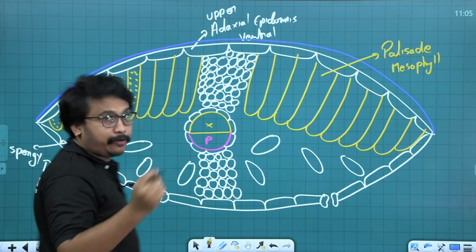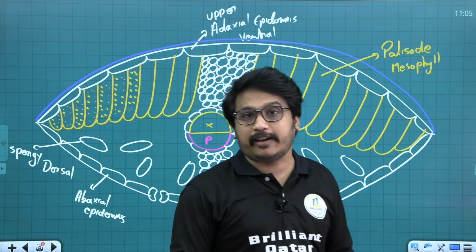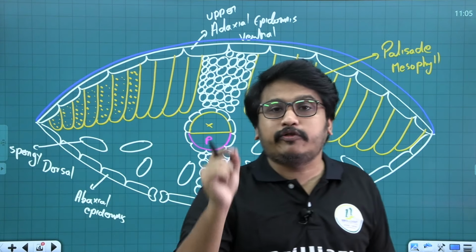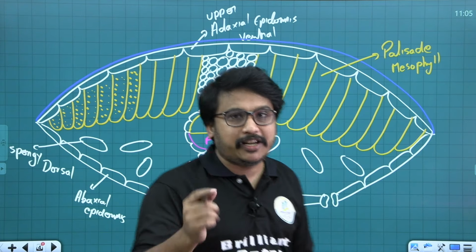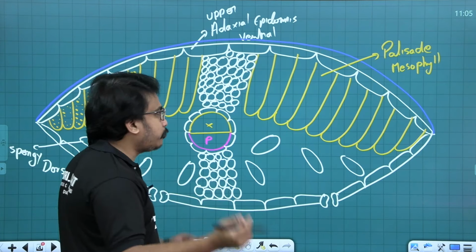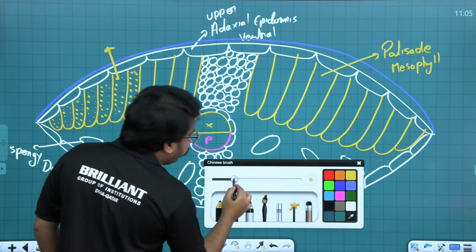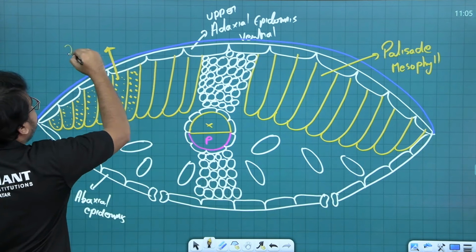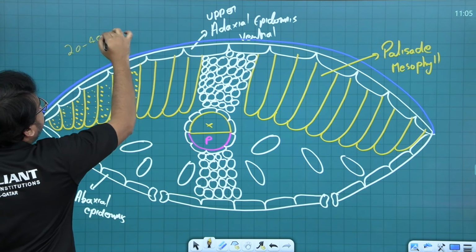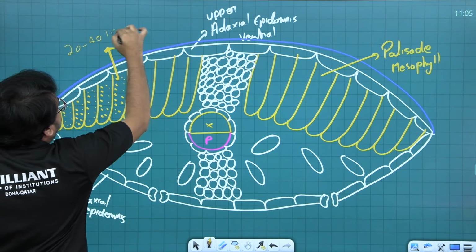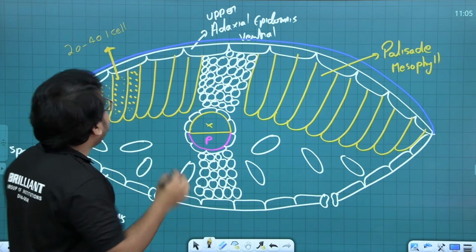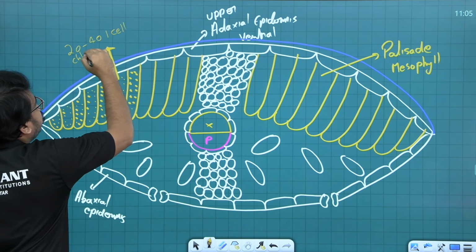You might have read one line in the chapter Cell: The Unit of Life. Around 20 to 40 chloroplasts are present in a mesophyll cell. You should connect that in this chapter also, because questions come from that area. So 20 to 40 chloroplasts per cell can be observed in the mesophyll. That is also a question area.